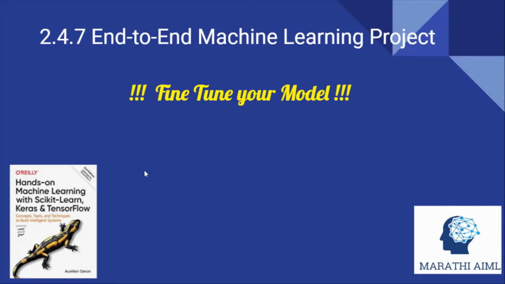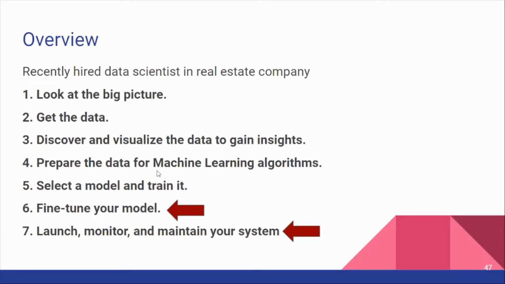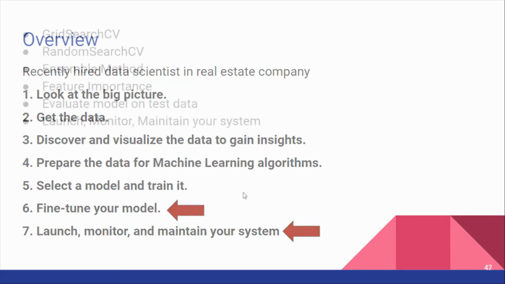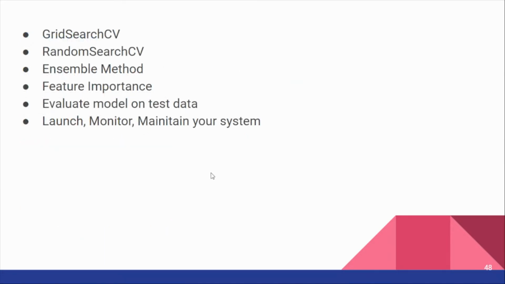ML channel. Today we are going to see the last topic of the end-to-end machine learning project, and the topics we are going to cover are, first, fine-tune your model, and second, launch, monitor and maintain your system. So what are the subtopics we are going to see? Here it is: GridSearchCV, RandomSearchCV, Ensemble method, feature importance, and the last one is evaluate the model on test data, and launch, monitor and maintain your system. So these are the topics we are going to cover today.